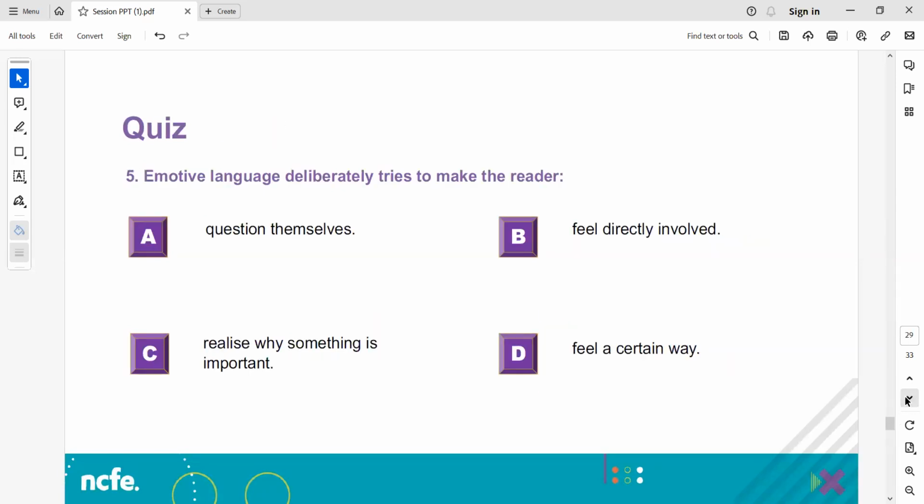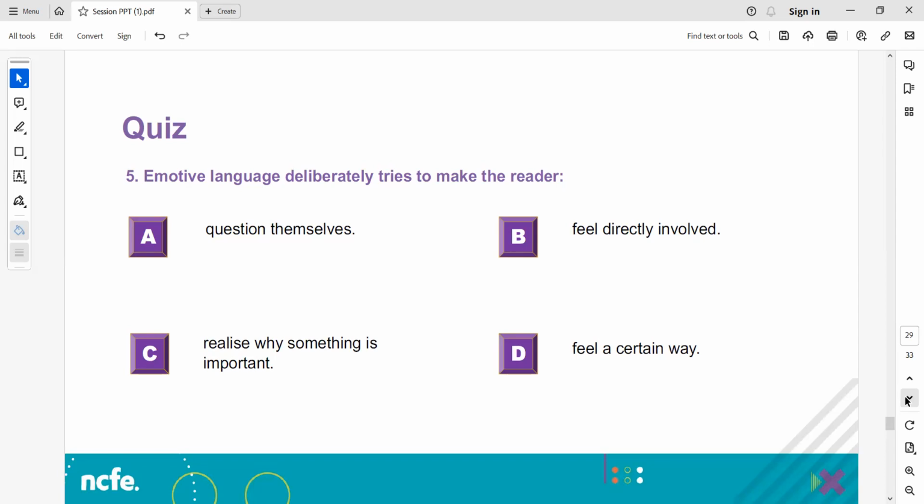So emotive language deliberately tries to make the reader question themselves, feel directly involved, realise why something is important, or feel a certain way. So remember, we're talking about persuasive techniques today. So why do we use emotive language when we're writing? Because we want to make the reader feel directly involved.